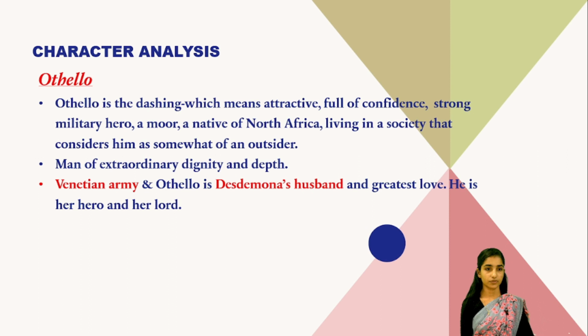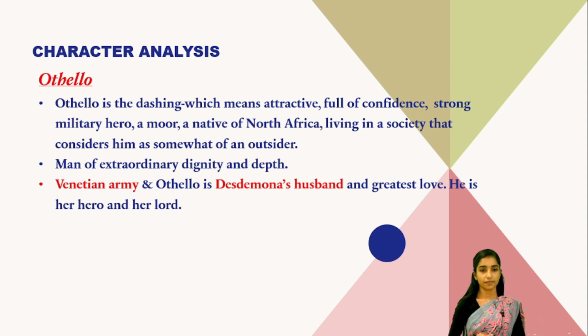Othello is the protagonist of this play, playing the main role. Othello is dashing, which means a very attractive personality, full of confidence and very strong. He was a military hero and a Moor, a native of North Africa. He was living in a society that considered him somewhat an outsider. Though he belongs to Venice now, the people of Venice consider him an outsider because he is a North African Moor, a Muslim.